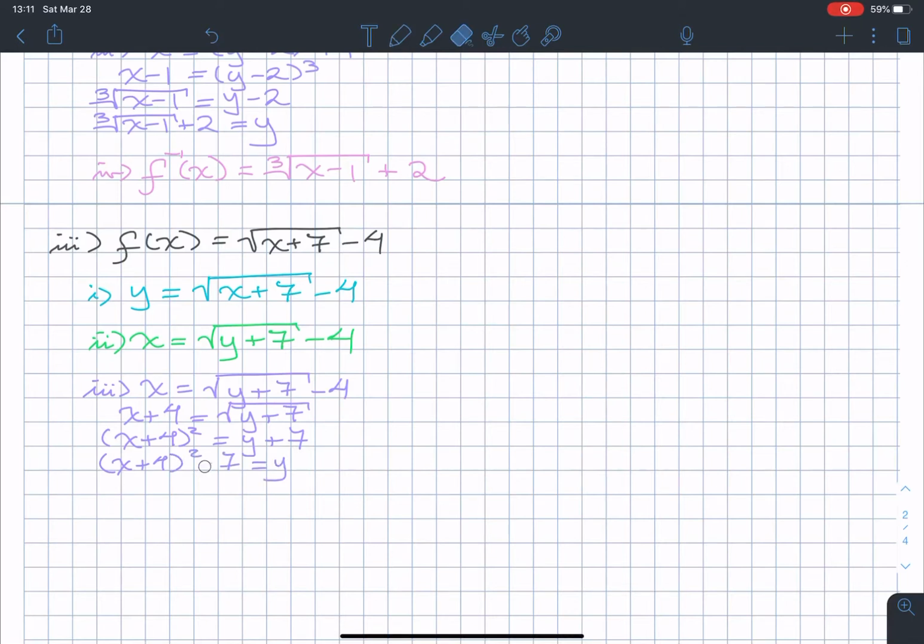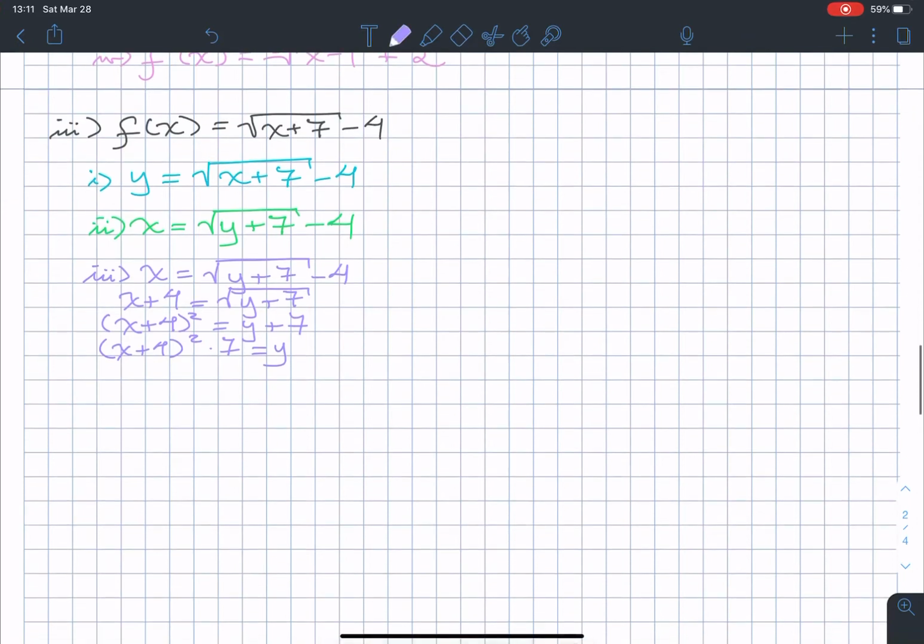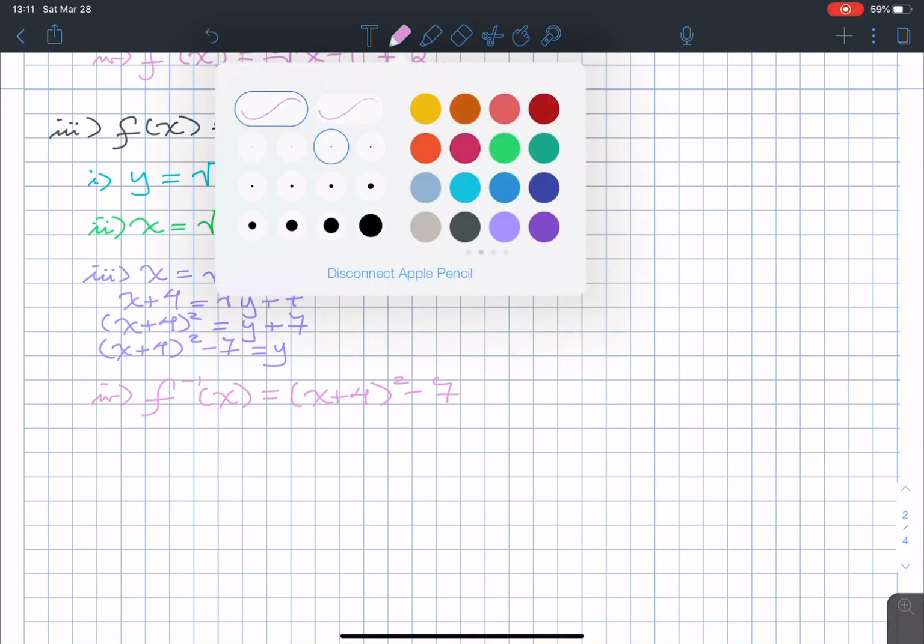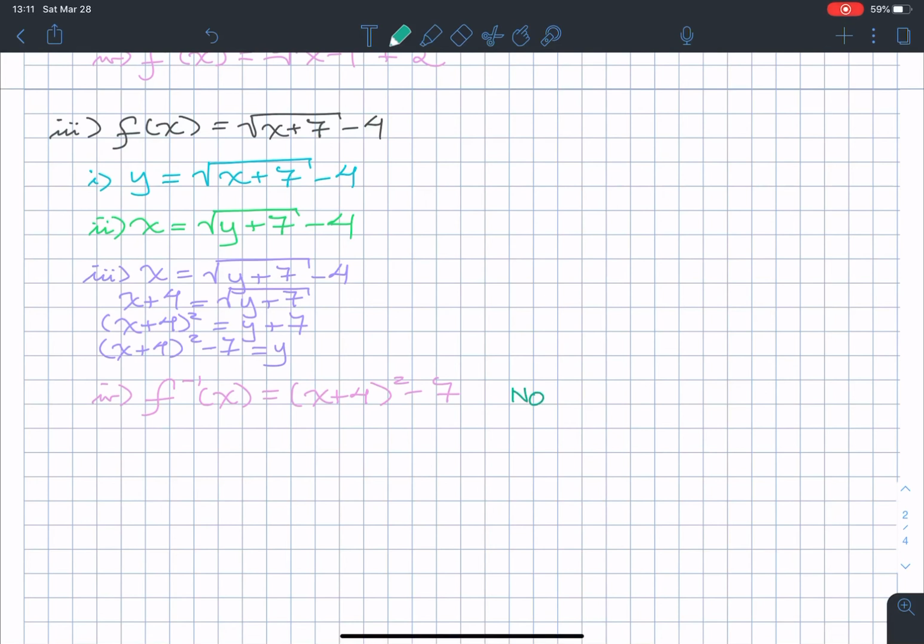Minus 7, okay. Last step is to rewrite that y as f inverse of x. So I claim that f inverse of x is quantity x plus 4 squared, from which I'm subtracting 7. Now, we showed above that a parabola, which this is, is not one-to-one, so I would have to restrict the domain. So note, must restrict the domain.